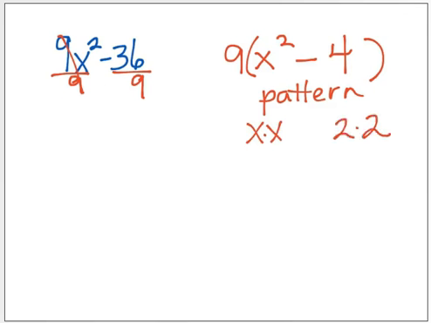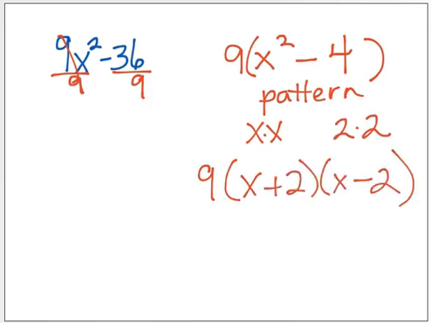Then our factoring is x plus 2 and x minus 2. The reason the middle term is missing is because one is plus and one is minus, and that's the reason the middle term is missing.